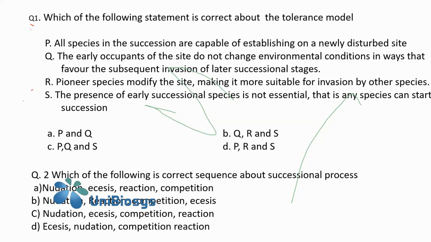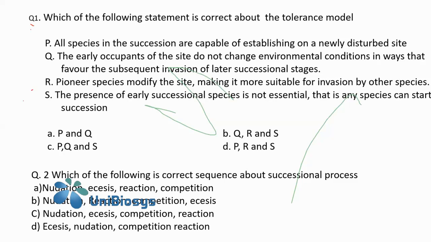Which of the following statements is correct about the tolerance model? All species in the succession are capable of establishing on a newly disturbed site. Correct or what, Maria? Is it a correct statement? Tolerance, that picture you remember? Any time, any species can come and establish. There is no need of a pioneer species. So the first statement is correct.